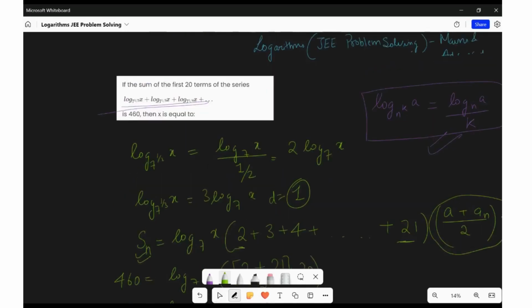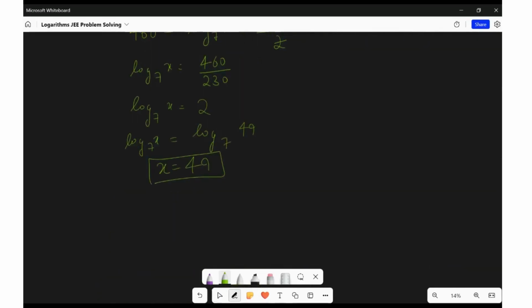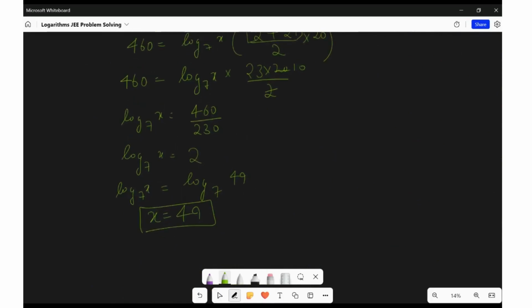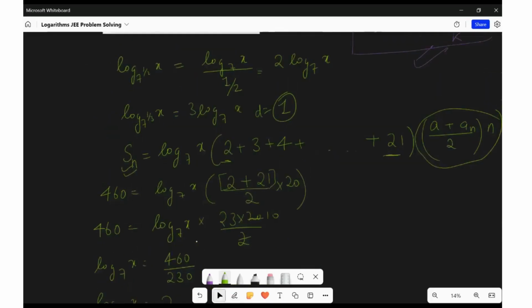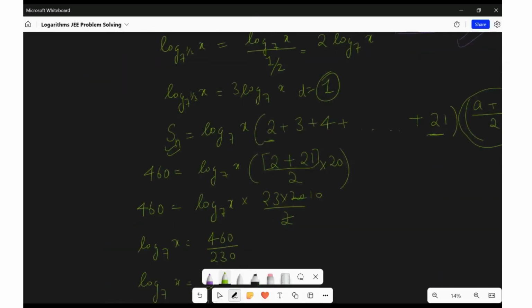Now what we need to find in this question? x. So yeah, x is 49. That's how we did this question. So this was just an AP question which had to be done through a common way, right?